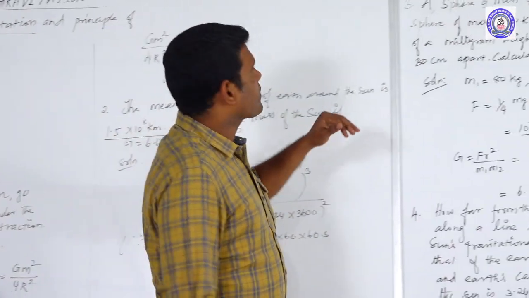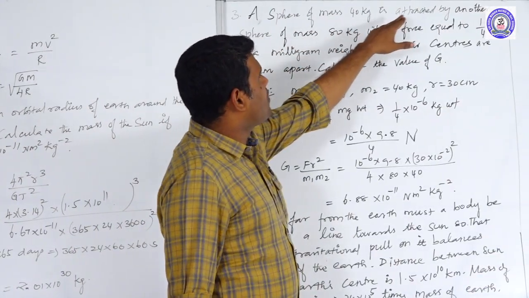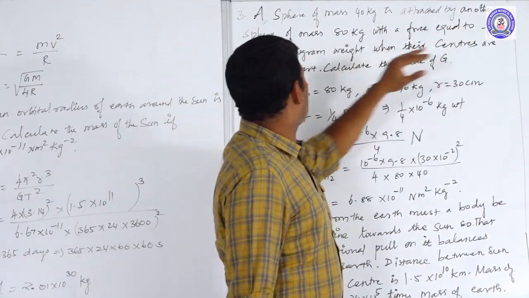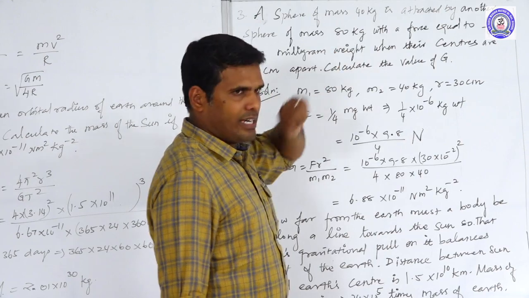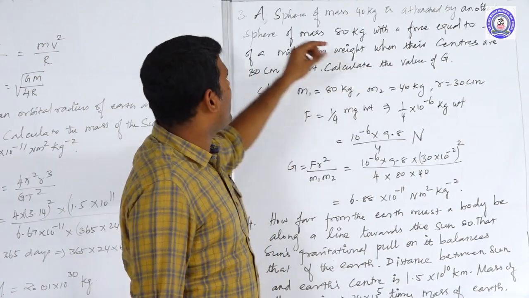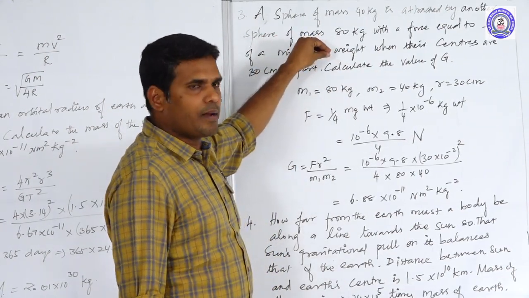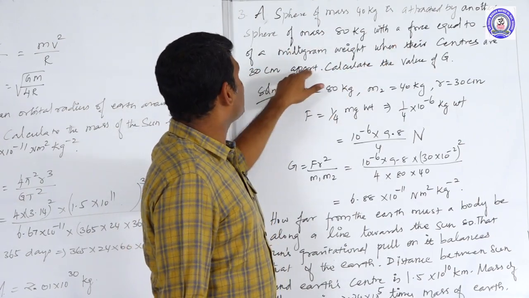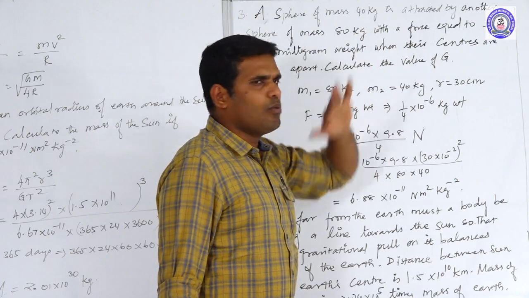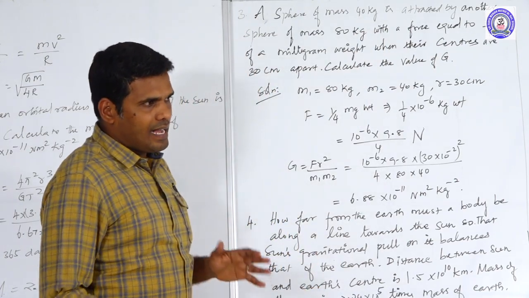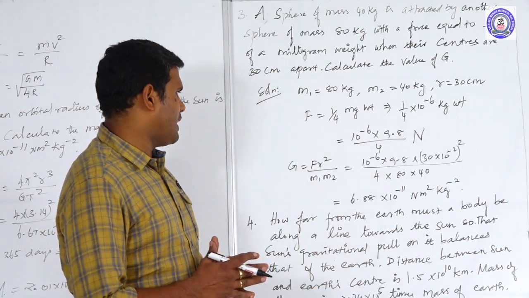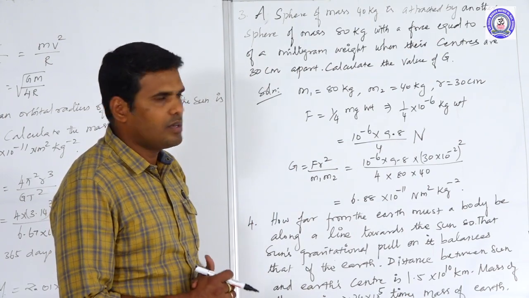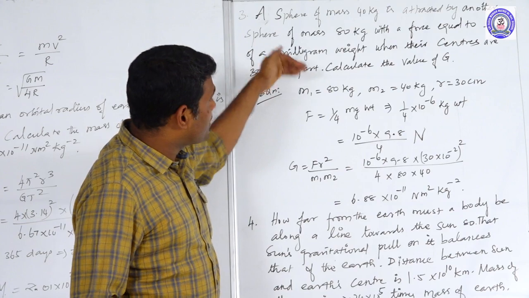Third one: a sphere of mass 40 kilogram is attracted by another sphere of mass 80 kilogram with a force equal to 1/4 of a milligram weight. Actually, we have to go on with the conversions here. 1/4 of the milligram weight, when their centers are 30 centimeter apart. Calculate the value of G. If they ask you directly the value of G, we can write 6.67 × 10⁻11 Newton meter square kilogram power minus 2. They are asking you by giving you the data.